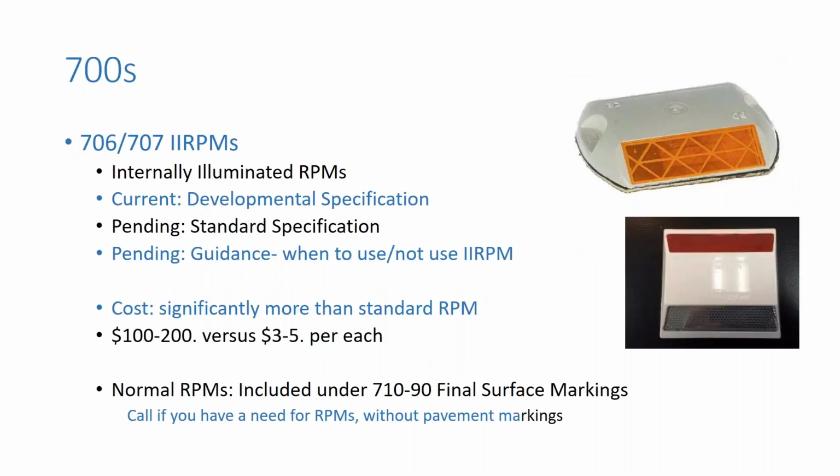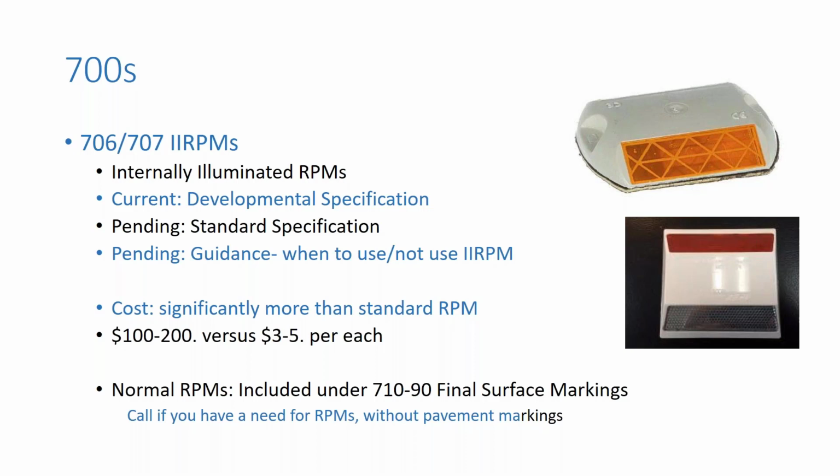Section 700. We have had recent development with the 706 and 707 II RPMs, or internally illuminated RPMs. The internally illuminated RPMs are moving from the current developmental specification over to a standard specification, and the guidance will be available as far as when to use or not use the internally illuminated items. We want to draw attention to this because the internally illuminated are significantly more expensive than a standard RPM. We've seen prices from $100 to $200 for the internally illuminated versus the standard $3 to $5 for a normal raised pavement marker.